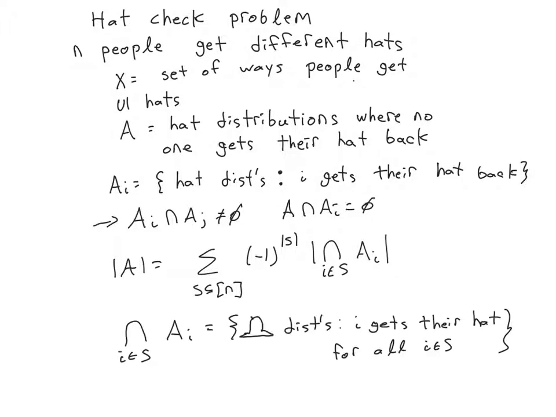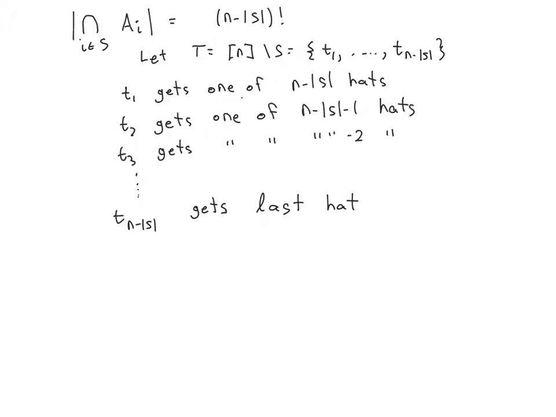Can we do it? And what do we see? What is this intersection of all these sets? Well, it has to be the hat distributions where i gets their hat for all i in S. So everybody who's in this subset S gets their own hat back. It's worth pointing out that this does not tell us anything about the people who aren't in S. The people who aren't in S might get their hat back, or they might not. It depends on the distribution. So the size of this intersection, I claim, is the factorial given by n minus the size of S.